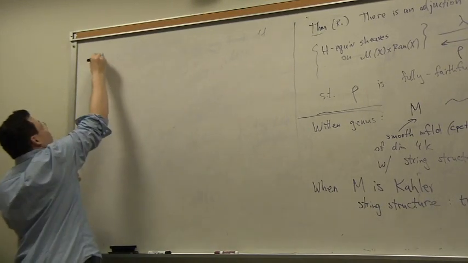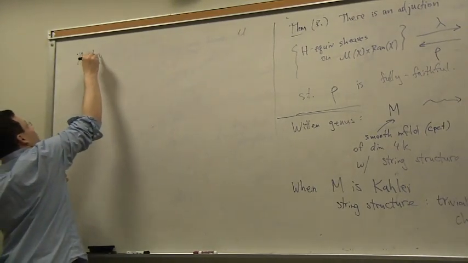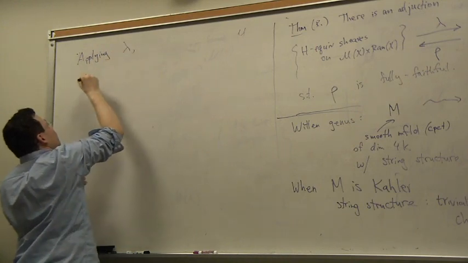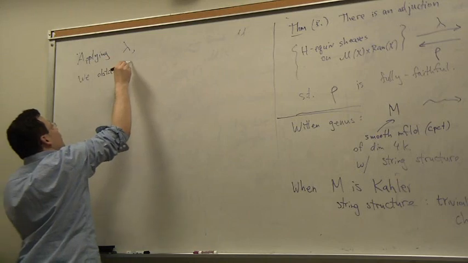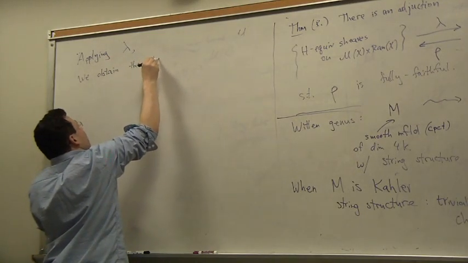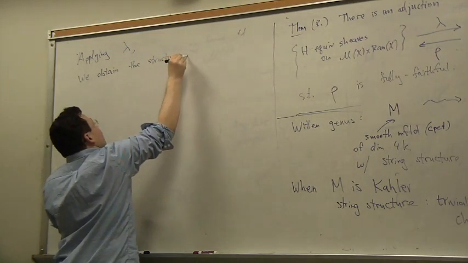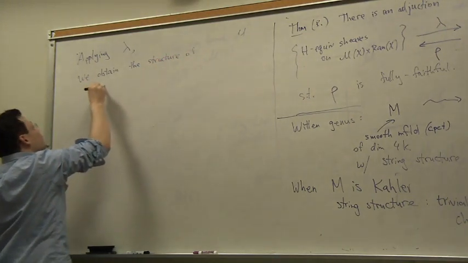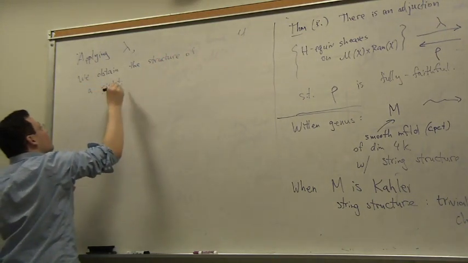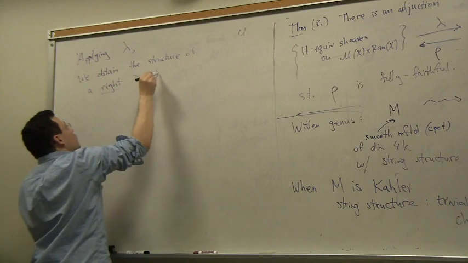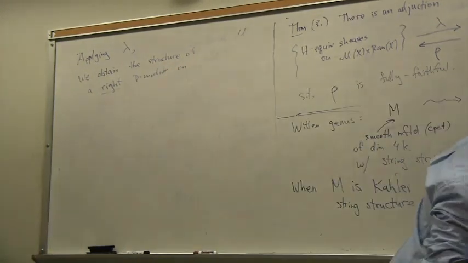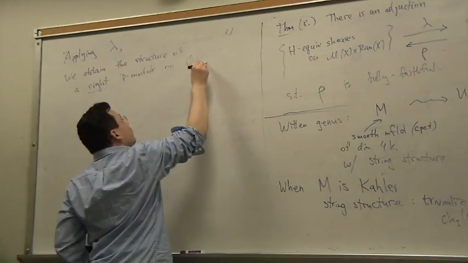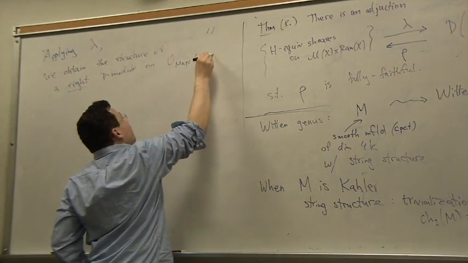And this equivariant structure on the structure sheaf, and in particular, applying this functor lambda, what we obtain is the structure of a right D module on the structure sheaf of this moduli space. So an O of maps from X into M.